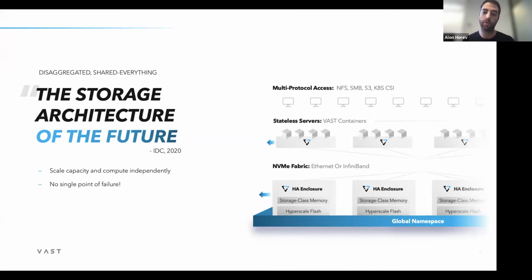All the drives are distributed into enclosures. Each one of these enclosures has 56 drives in it. And you can just add more enclosures to add more capacity, and you can add more VAST containers to get more performance.